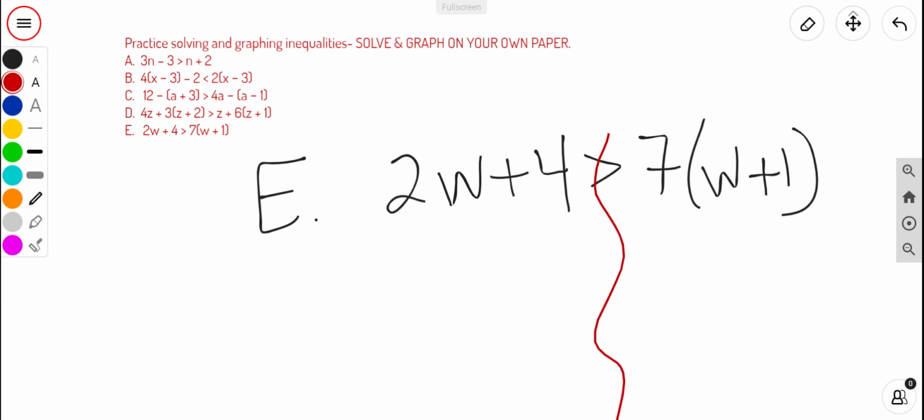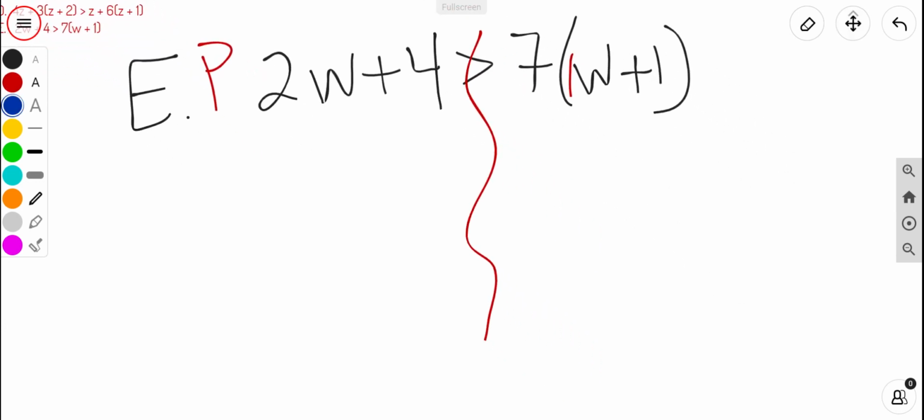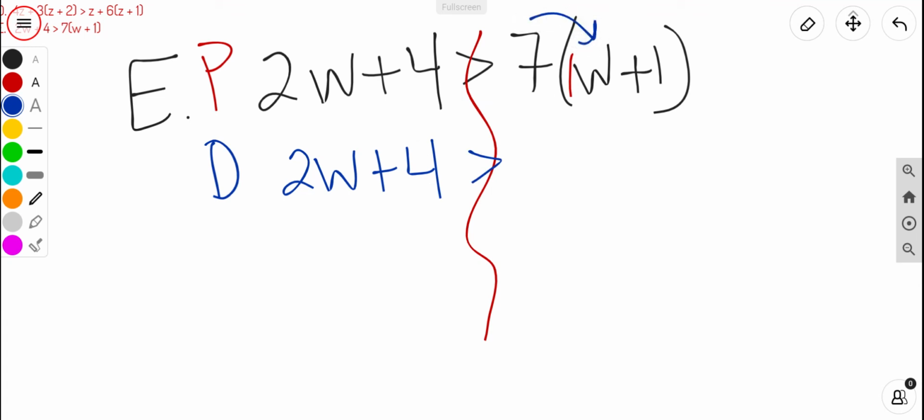Okay, let's prepare it. So let's see, no minuses. Got a 1. Oh, I forgot to write down my steps. What am I thinking? I'll write them as I go. Okay, there's the prepare. Next up is distribute. So nothing to distribute on this side. On this side, we've got to distribute the 7. So we got 7w plus 7.